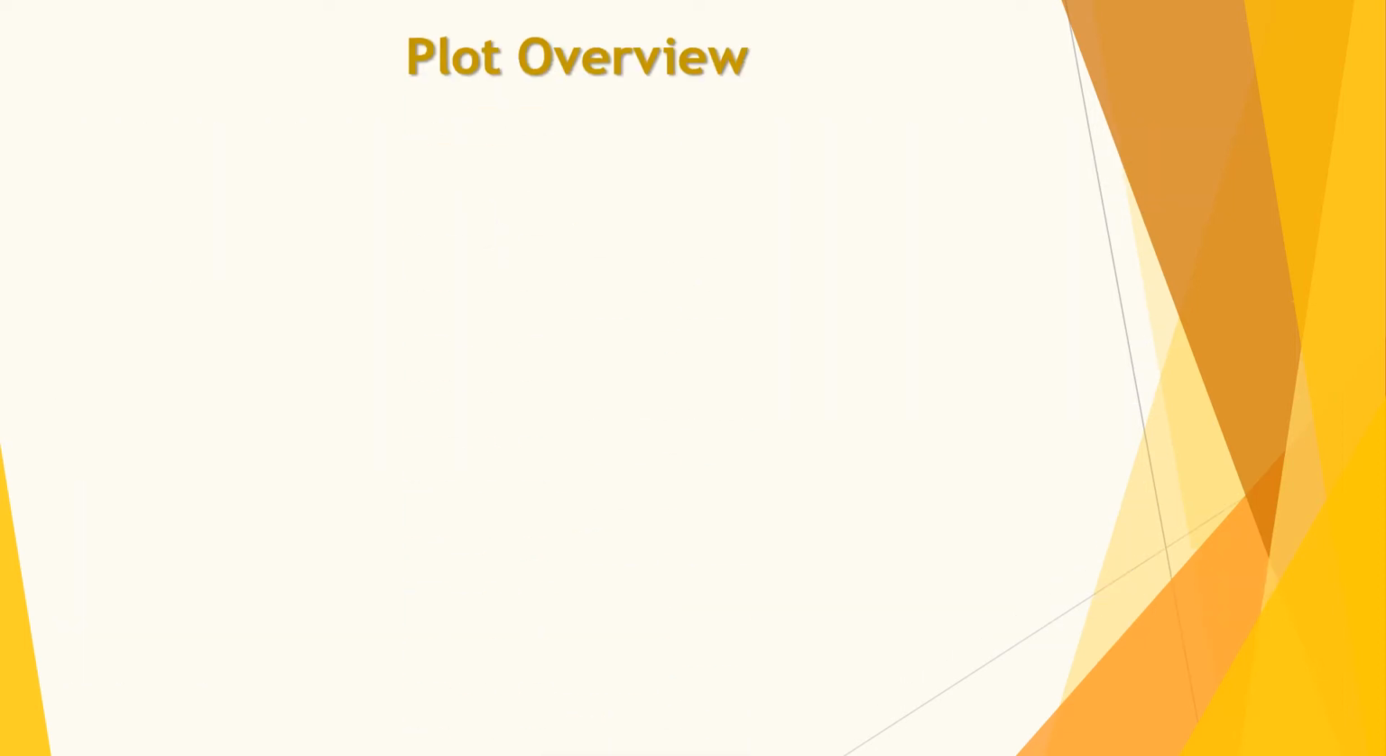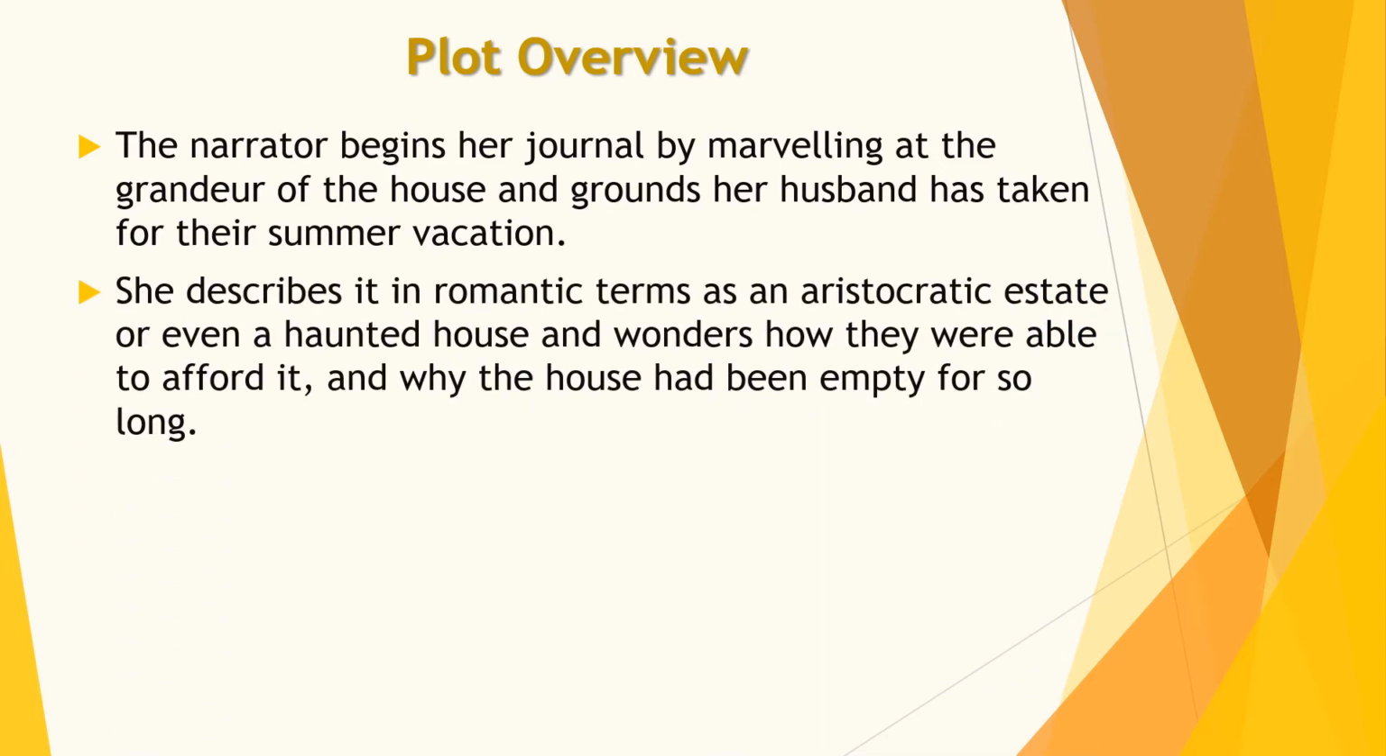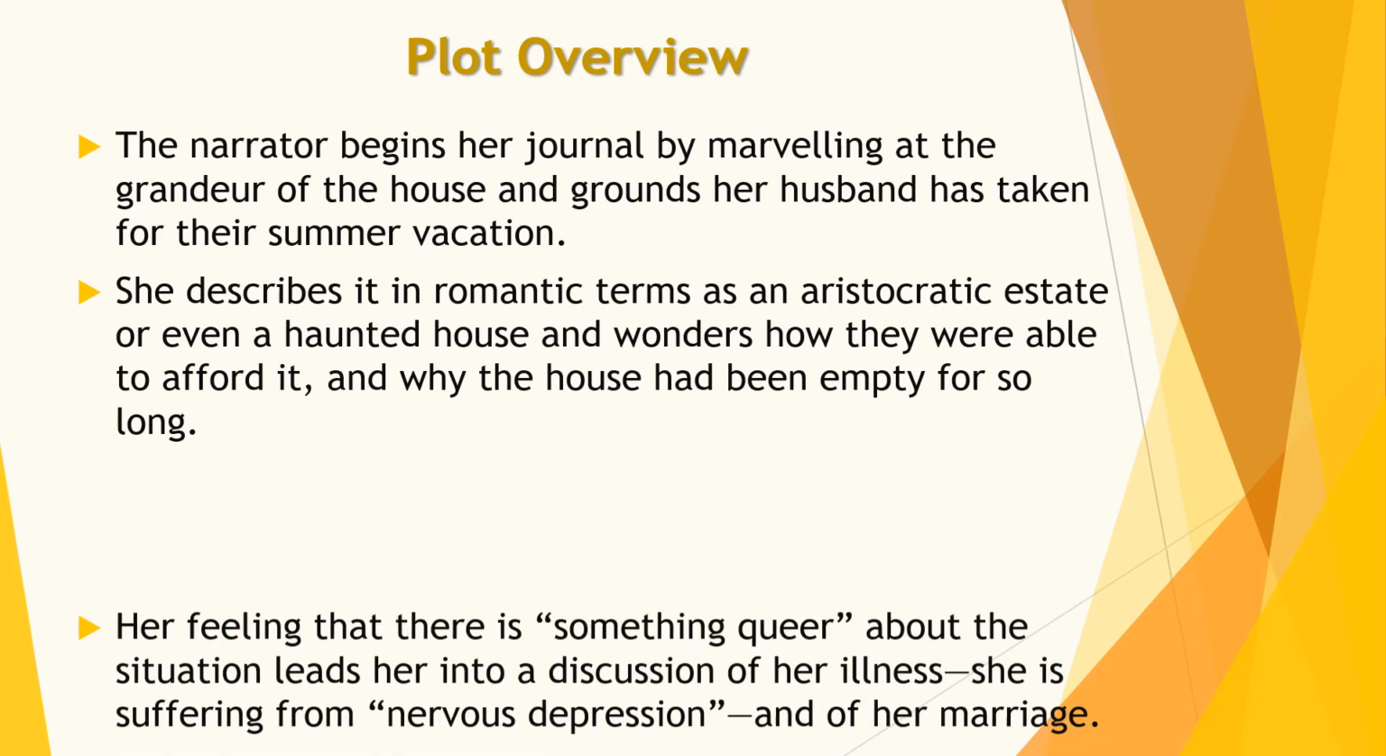As part of our plot overview, we continue. The narrator begins her journal by marveling at the grandeur of the house and the grounds that her husband has taken for their summer vacation. She describes it in very romantic terms. She calls it an aristocratic estate, or sometimes even a haunted house, and she wonders how they are able to afford it. And she even wonders why the house had been empty for so long.